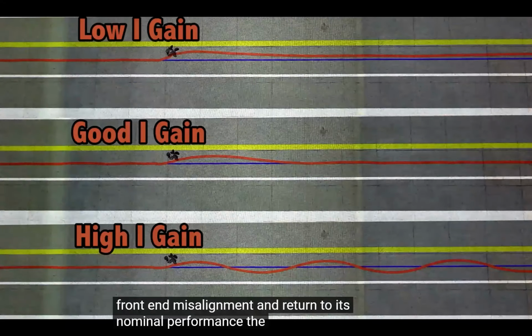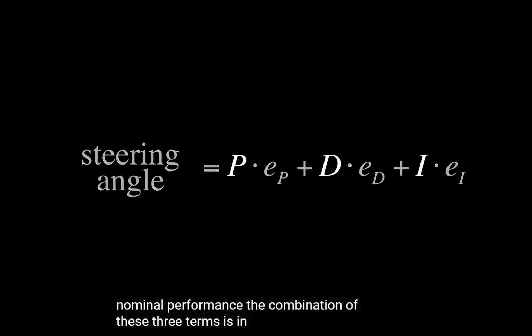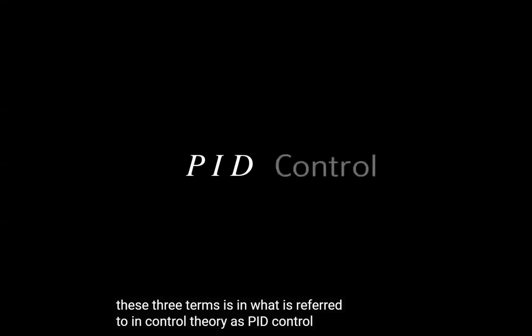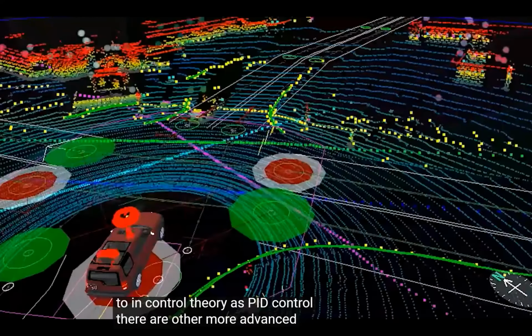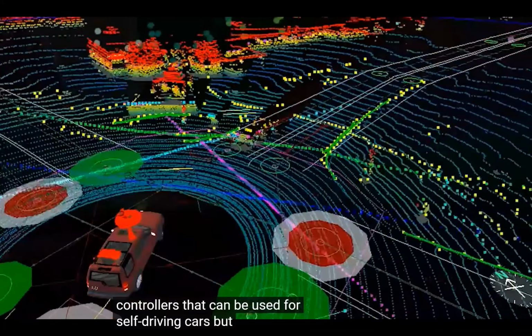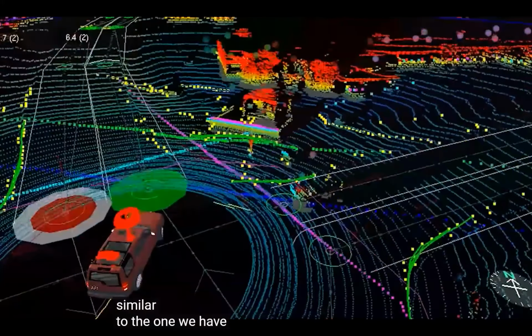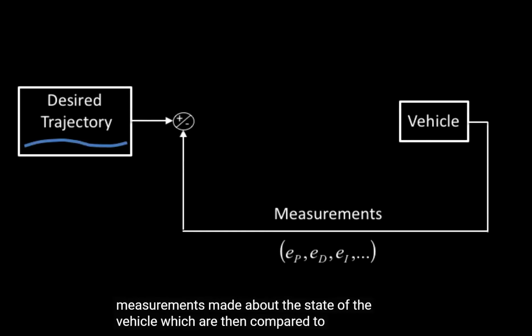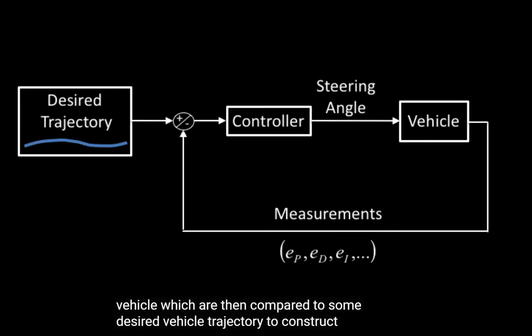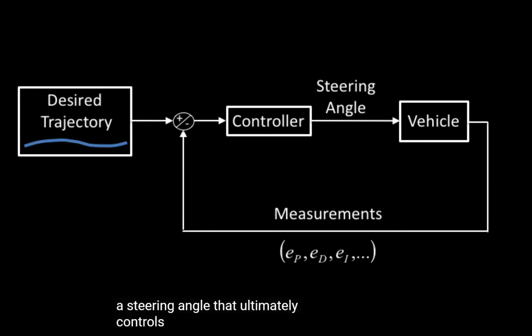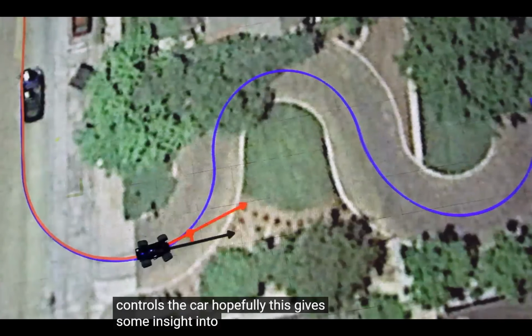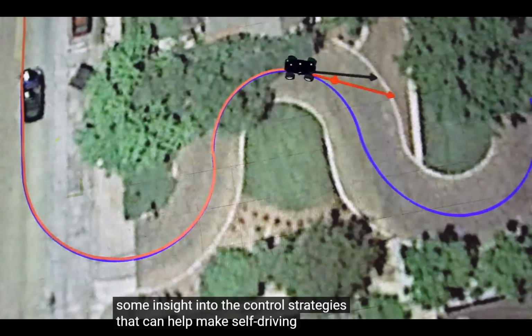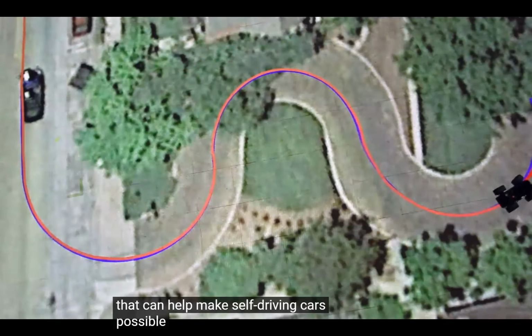to its nominal performance. The combination of these 3 terms is then what is referred to in control theory as PID control. There are other more advanced controllers that can be used for self-driving cars, but they will all look similar to the one we have described in this video. There will always be some measurements made about the state of the vehicle, which are then compared to some desired vehicle trajectory to construct a steering angle that ultimately controls the car. Hopefully this gives some insight into the control strategies that can help make self-driving cars possible.